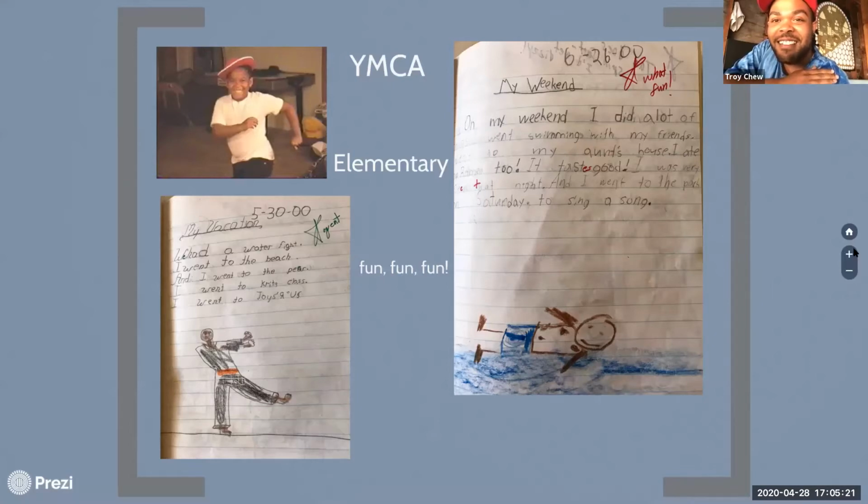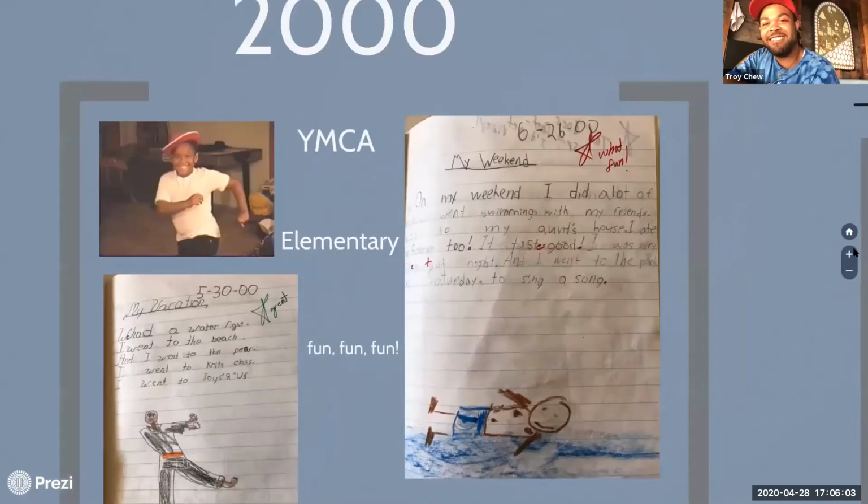Wow. We had a water fight. I went to the beach and I went to the, I think it was supposed to be park. I went to karate class. It was supposed to be karate. I went to Toys R Us. And that's a drawing of me with crayon in karate. I was orange belt at the time. I'm not going to read the other one, but that was me in some water. Next slide, please.